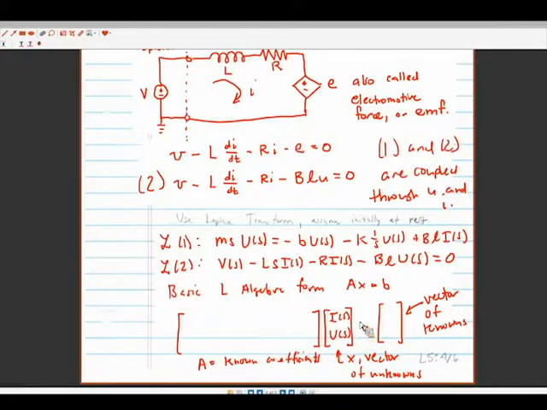So if we look at the top equation, we see that it is given by m s u of s. If I were to move these terms to the left-hand side to make it a little bit easier, we're going to move everything such that it's all on one side. We have m s u of s, we have another b u of s, and we have a k 1 over s here.